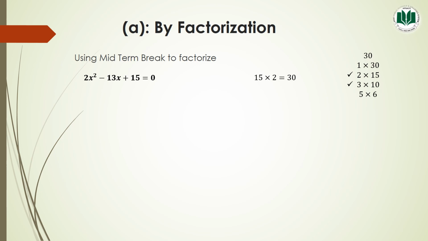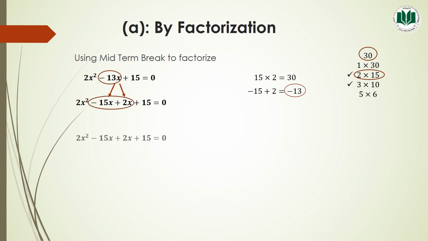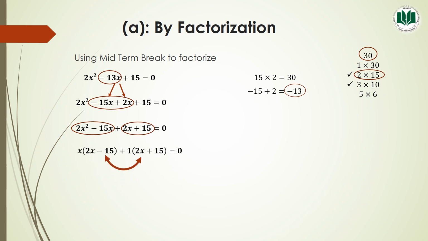So first of all we choose 2 into 15. Let's see what will happen. We need minus 13, so we will write minus 15 plus 2 is equal to minus 13. Since our middle term is 13x, we will multiply x with 15 and 2. Now you can see that from the first two terms x is common, from the second two terms nothing is common, so we will take 1 as common. Now you can see that for the correct factorization or correct midterm break, these two brackets should be the same. But here these two brackets are not the same, so our midterm break is wrong. That means we have chosen a wrong pair.